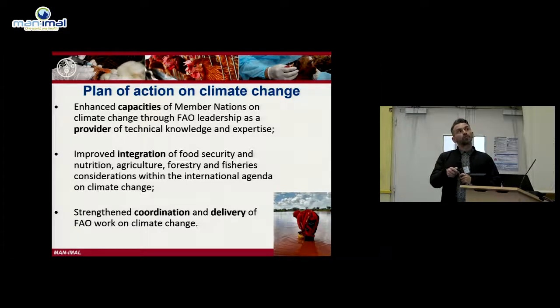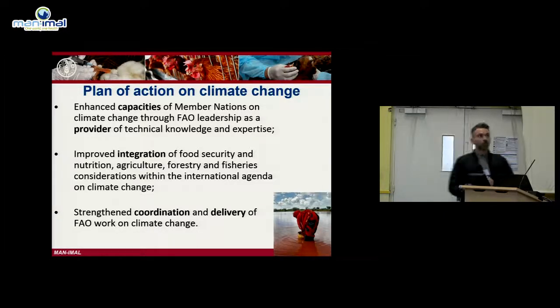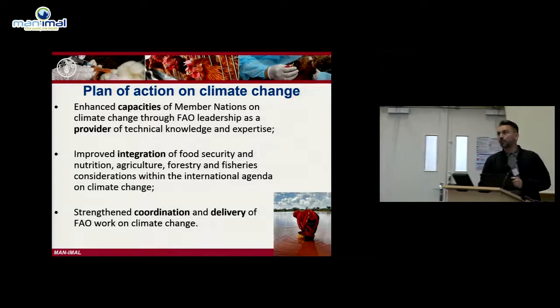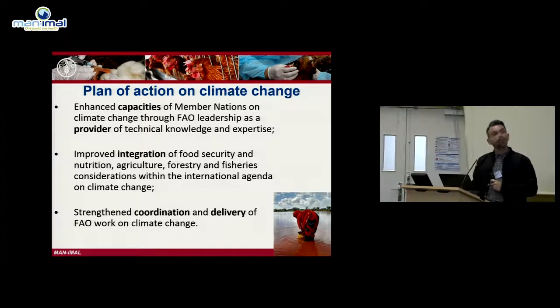We try to integrate also food security and nutrition, agriculture, forestry, fisheries. Some of the human activities that have been shown to have a huge impact on climate change. Okay? So it's trying to find new solutions to allow production with a lower impact on climate change. And of course, we try to have a better coordination of our activities on the subject, which is not a primary subject for the organization.